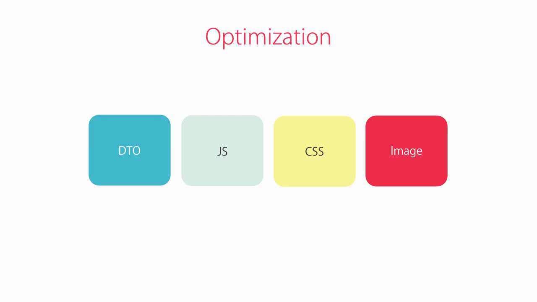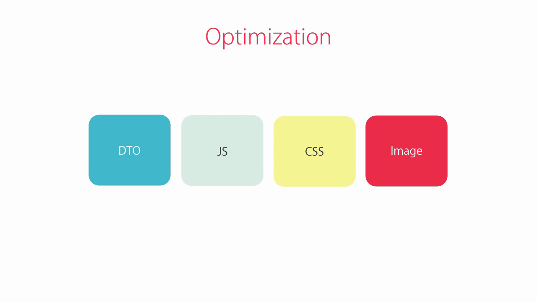For example, when building APIs, we should aim to keep our DTOs lightweight. Now, if you're building a public API that many other applications will use, that's a different story. You may want to return a bit more data. But otherwise, if this API is internal and is used only by the front end of your application, avoid returning any unnecessary properties. Same principle can be applied to our JavaScript and CSS files.